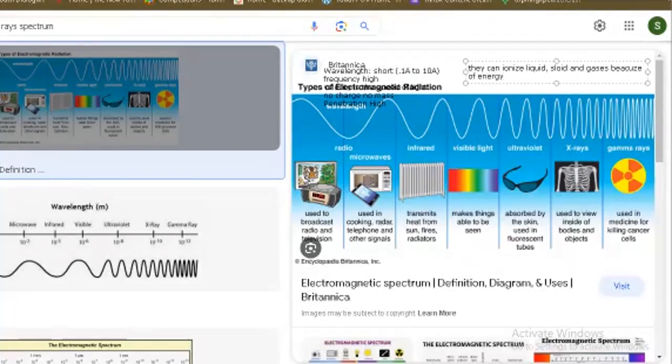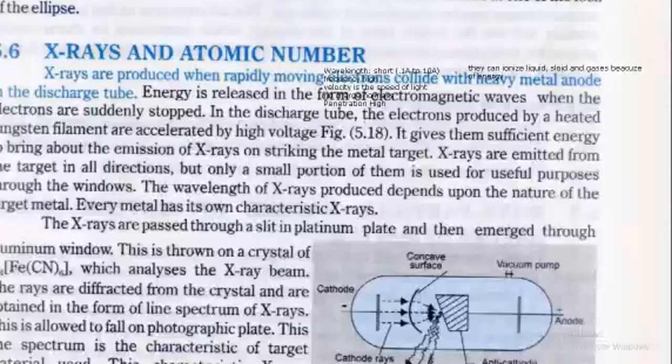They are used to destroy cancer cells. They are used for analyzing bone structure, to see whether we have a fracture or whether our structure is fine. To find the shape of a crystal, crystallography is done through X-rays. So this is the thing.